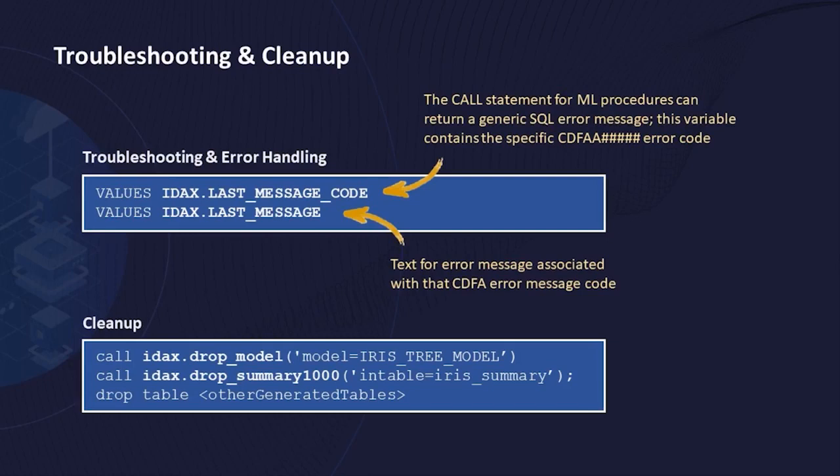And once you're done all this, you need to clean up. You can drop any models you don't want to keep along with the summary table if you don't want to keep that either. And the other tables that were created along the way, like the prediction results or the probabilities table, you'll need to clean those up manually with the drop table statement.